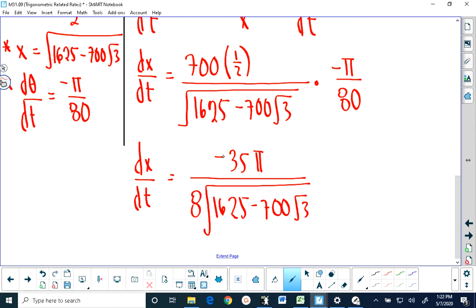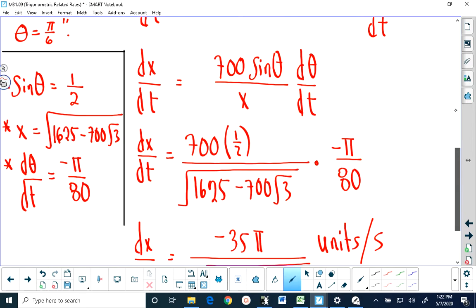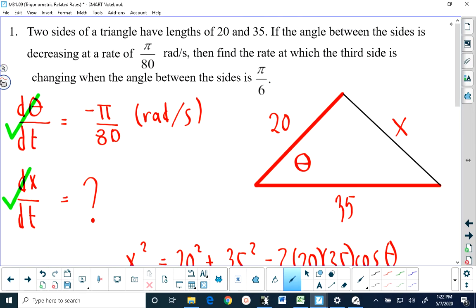And that is the rate of change of the third side, and that would be expressed as units per second. If those two lengths were 20 centimeters and 35 centimeters, then our answer would be in centimeters per second. And by the way, it's per second because the units of the rate of change of the angle was in rads per second.